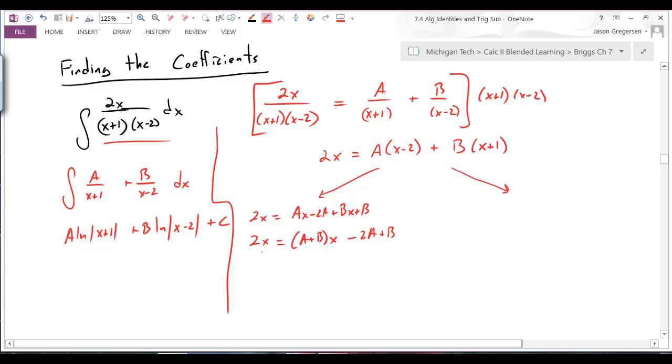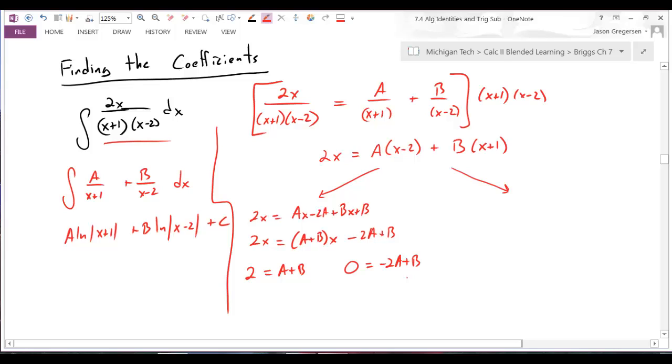And now I say, okay, if these two polynomials are equal, then the coefficients of the x term have to be the same. Here my coefficient of the x term is 2. On the other side, it's a plus b. Their constant values have to be the same too. On the left-hand side, the constant is 0. On the right-hand side, it's negative 2a plus b. I've generated two equations and two unknowns. Now I can solve them.